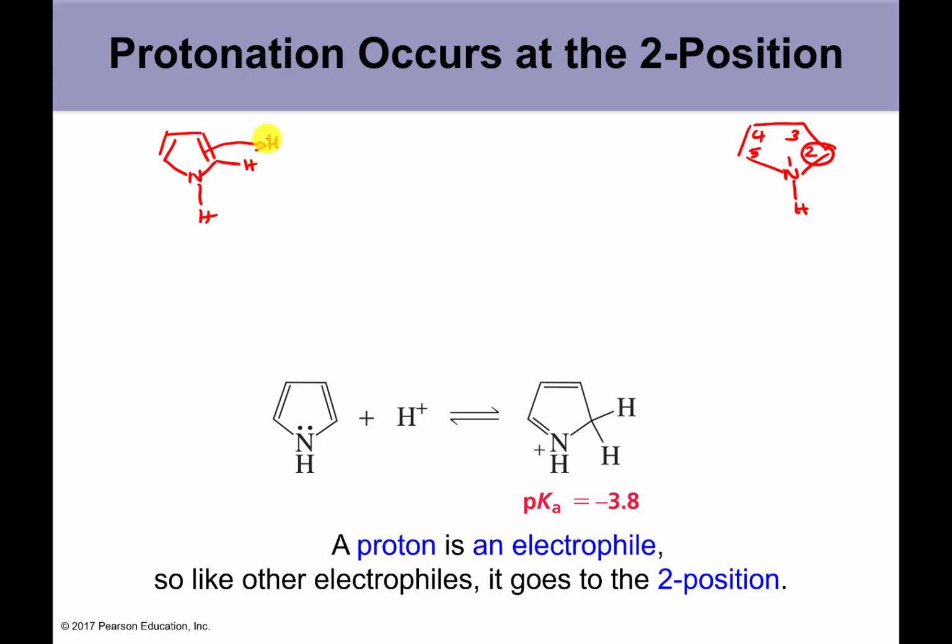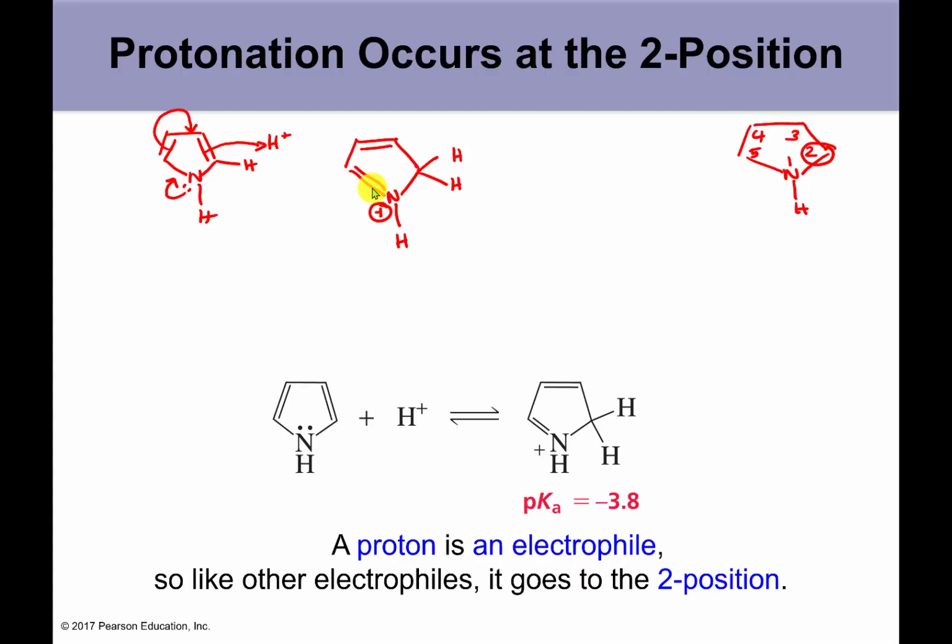Now, the way the book generally draws it is like this, and I actually don't have a real problem with it. It draws all these steps happening at the same time. So what you end up with is this. And this is a relatively stable structure. The reason we treat this as a relatively stable structure is because none of the octets are violated. So I may have a positive charge on the nitrogen, but I haven't violated the octet rule.